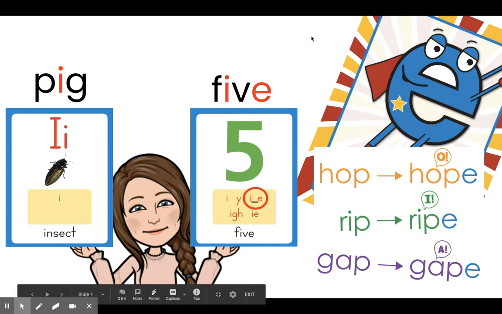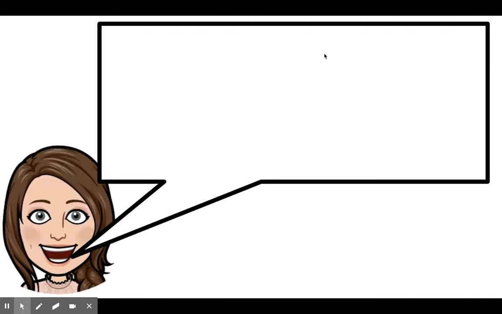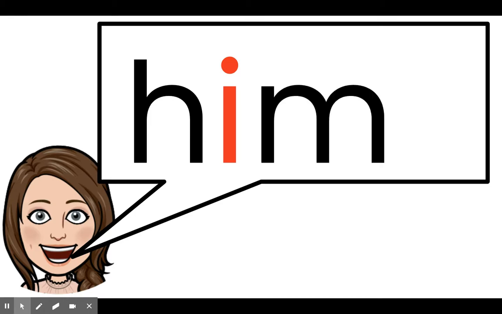Let's blend some words together using the short I sound and the long I sound. Here we go. First word. When a letter pops up, I want you to say the sound with me. Then we will blend and then we will read. Let's do this first one together. Ready? Sound. H. Sound. I. Sound. Let's blend all of those sounds. Him. Now read. Him. That's the word him.